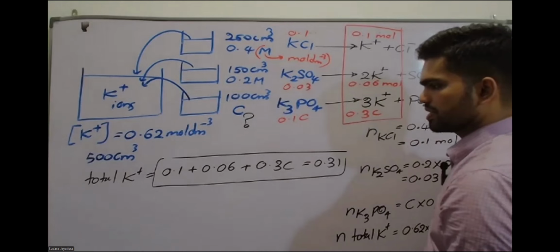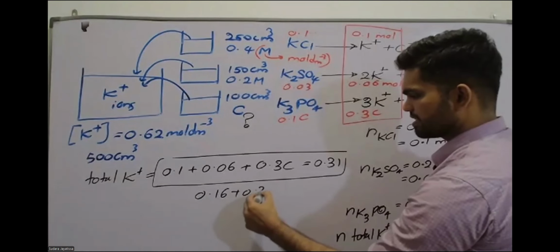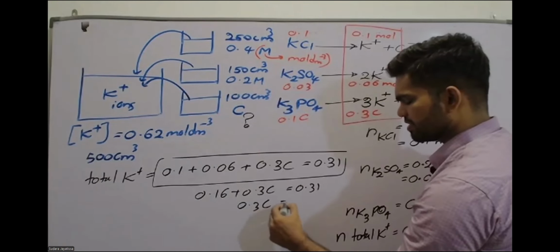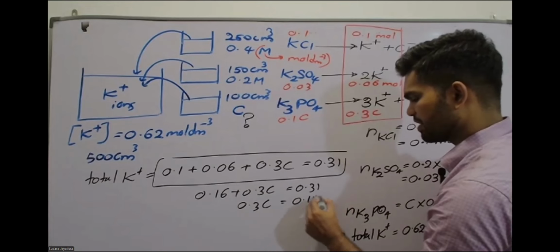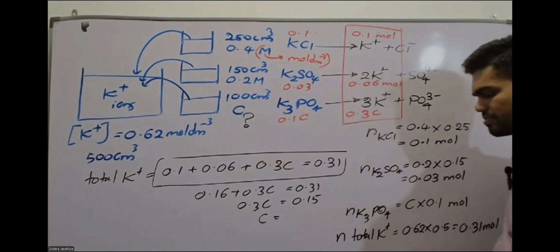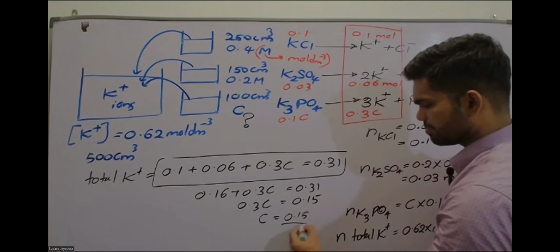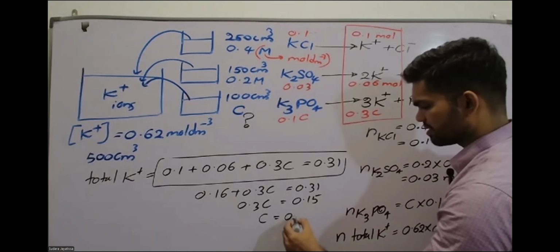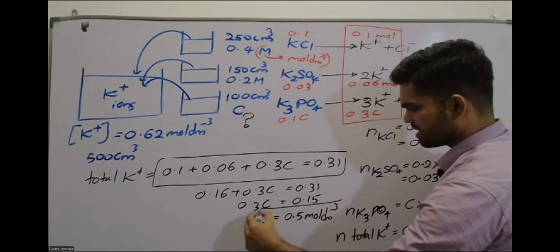Okay, so it is 0.16 plus 0.3 C equals 0.31. So 0.3 C is equal to, subtracting this, 0.15. Then if you divide it, 0.15 divided by 0.3, 1.5 divided by 3, you get 0.5 moles per decimeter cube. That is the answer.